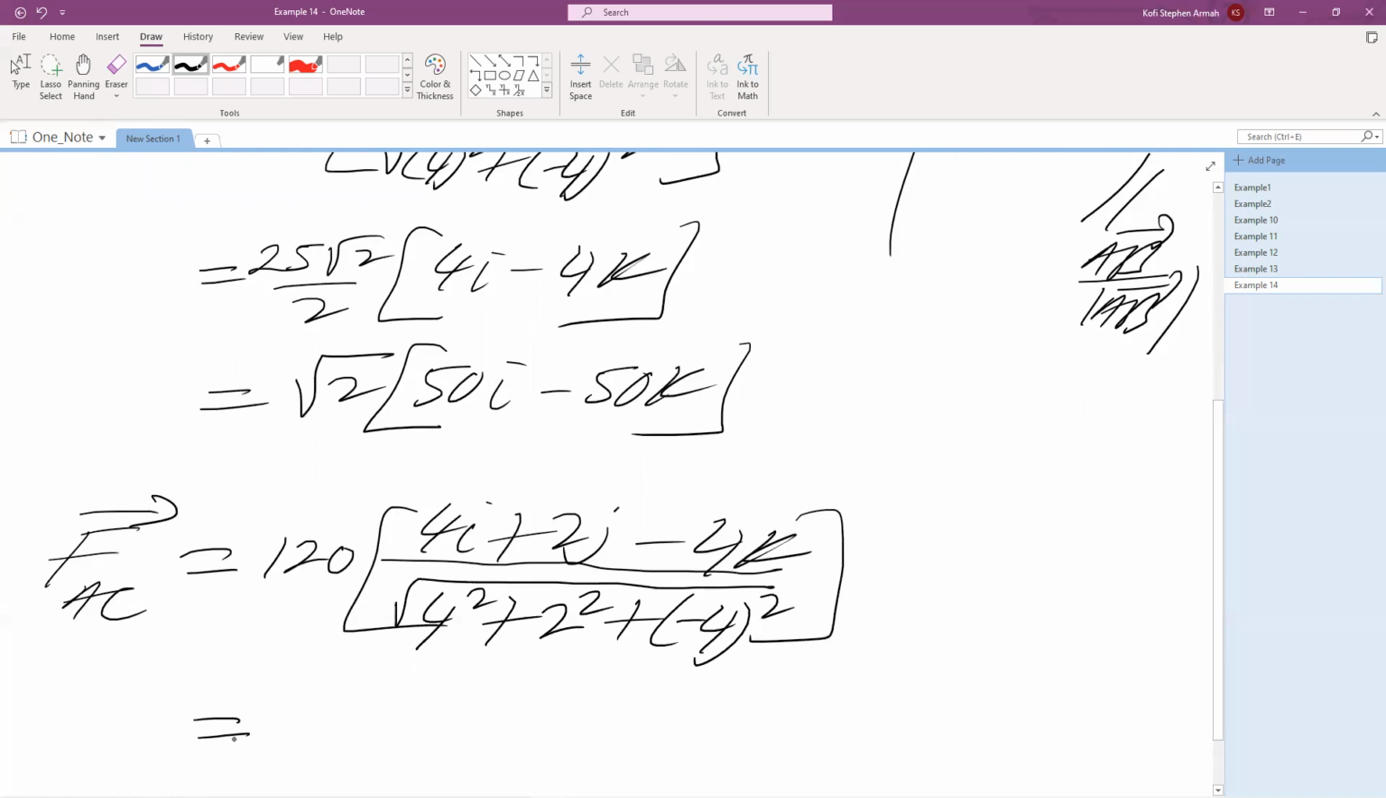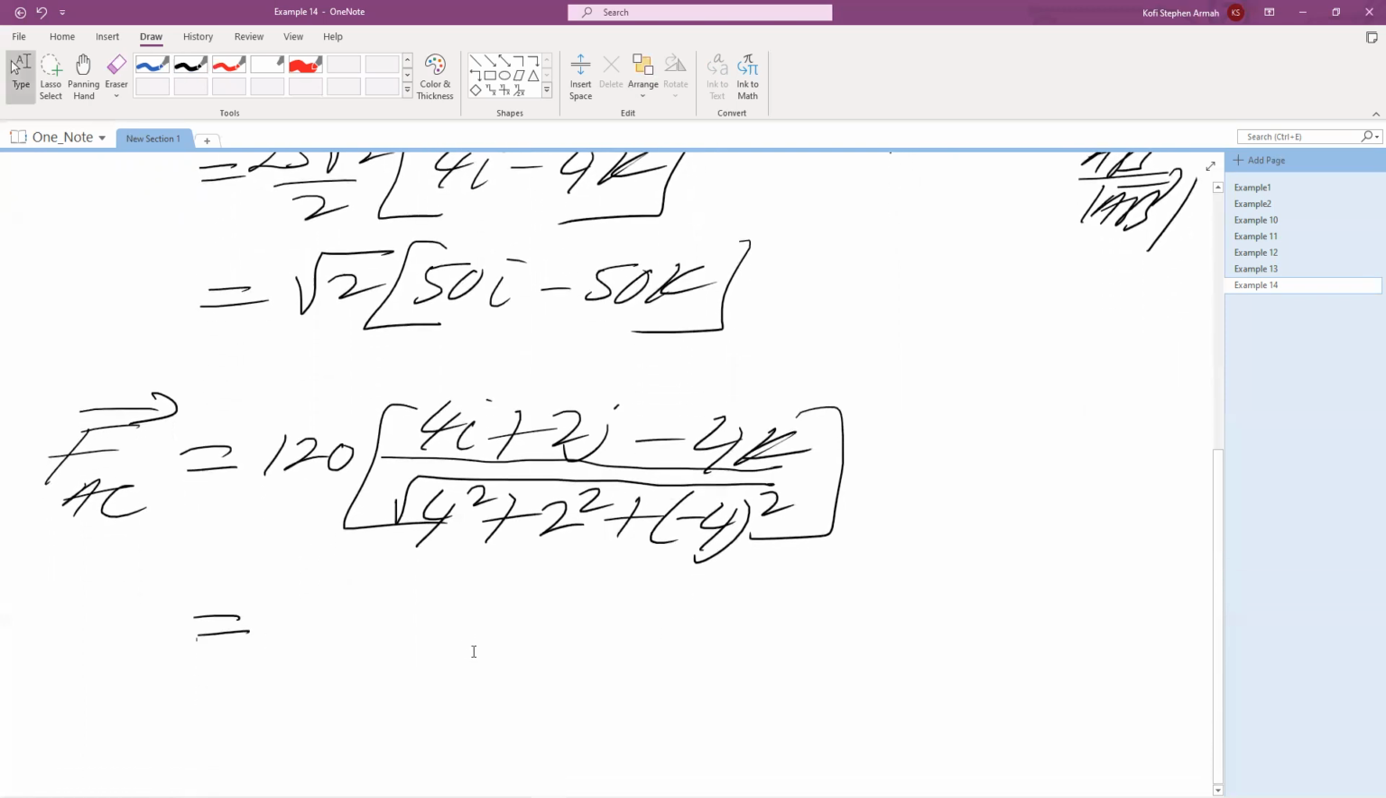So let me do square root of 4 square plus 2 square. Normally it will give you nice numbers so that you can easily take the square root and get a whole number. Yes. So I'm getting 6 for this. Square root of this will be square root of 36, which is 6. And 6 goes into 12 twice, so that will be 20. So 20 times that is 80I, plus 20 times that will be 40J, and 20 times that will be 80K.